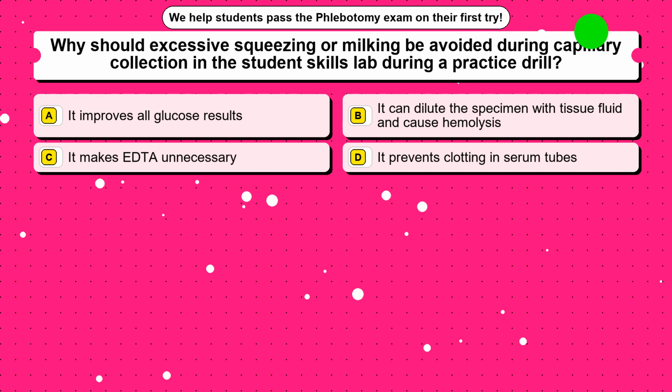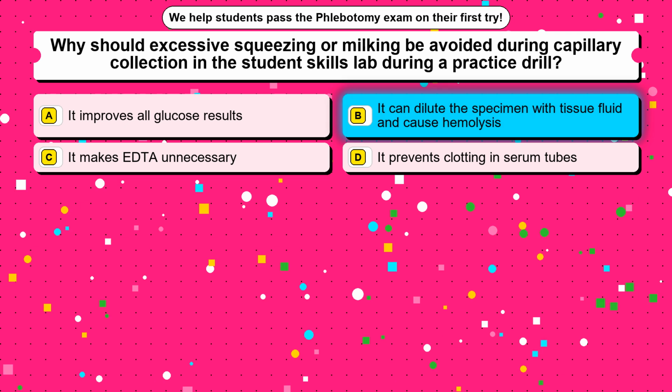Question 82. Why should excessive squeezing or milking be avoided during capillary collection in the student skills lab during a practice drill? Option A. It improves all glucose results. Option B. It can dilute the specimen with tissue fluid and cause hemolysis. Option C. It makes EDTA unnecessary. Option D. It prevents clotting in serum tubes. The correct answer is option B.